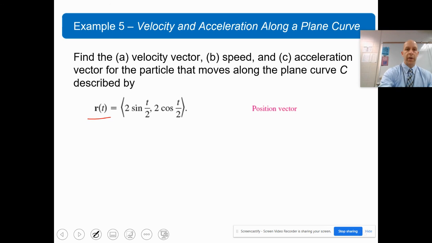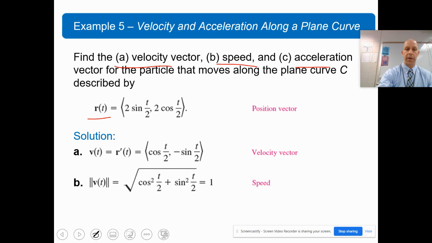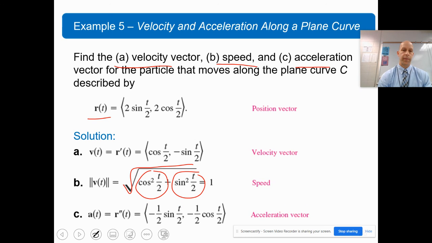So if we are given that r of t is this, let's go ahead and find the velocity, the speed, and the acceleration. So velocity is just the derivative. So the derivative would be (cosine t over 2, minus sine t over 2). The magnitude of the velocity is the speed. So we're just going to do the square root of, and then we've got to square those component vectors, which, by the way, is equal to 1. So that is equal to 1.